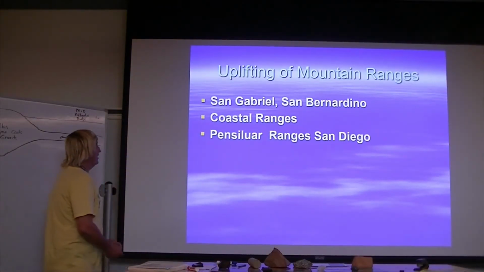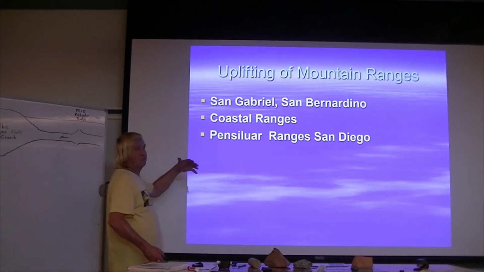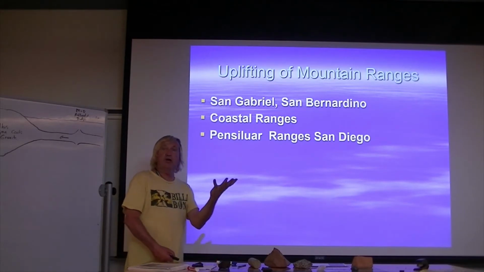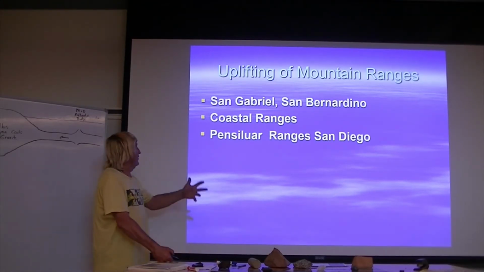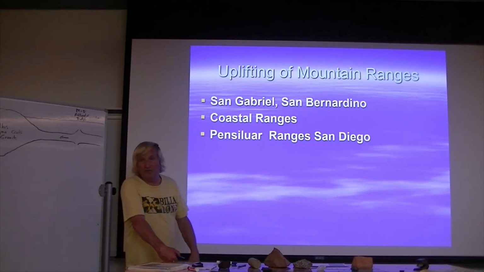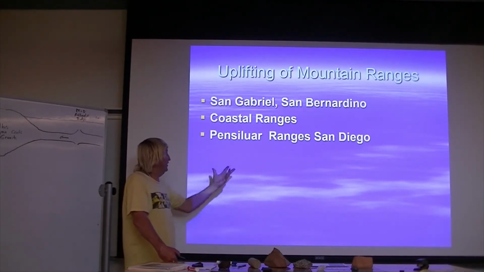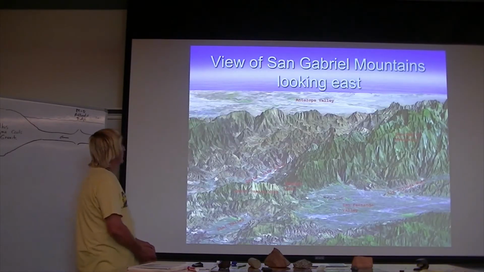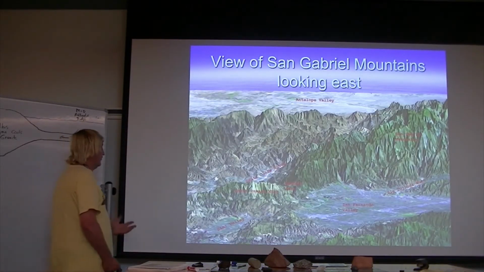So uplifting the mountain ranges, the San Gabriel Mountains uplift because these continents are colliding. As things collide, they push up. This is when the San Bernardino Mountains, the Santa Monica Mountains, the San Gabriel Mountains, the Santa Ana Mountains, and even, yes, the Sierra Nevada Mountains are formed. So all the coastal ranges are born at this time. And this is the topography we have today.